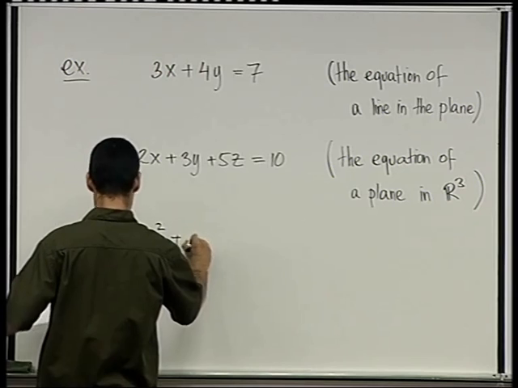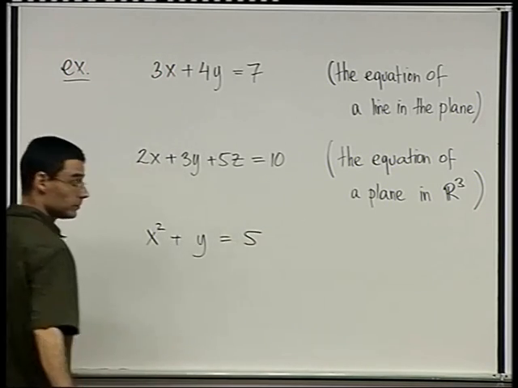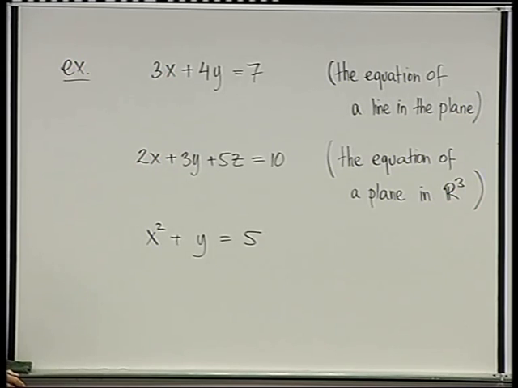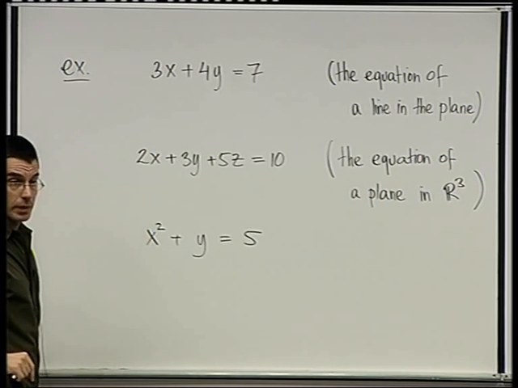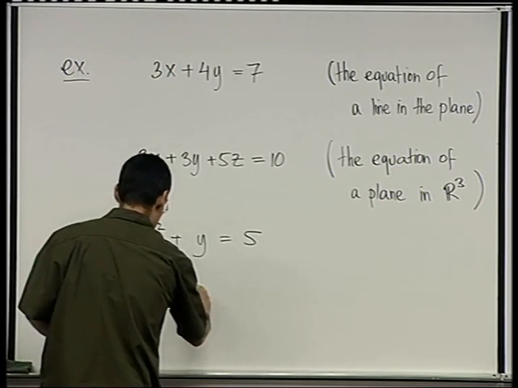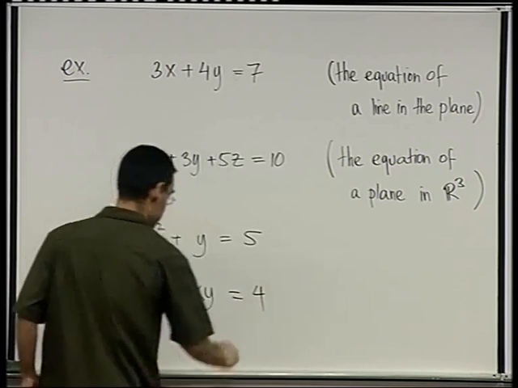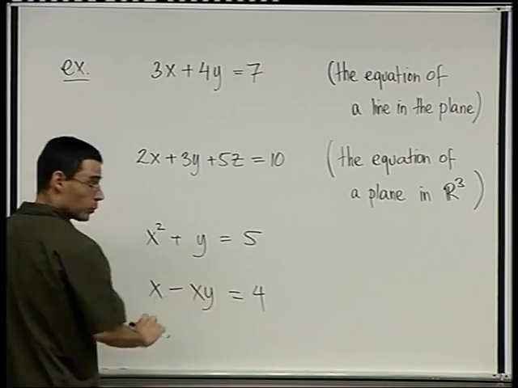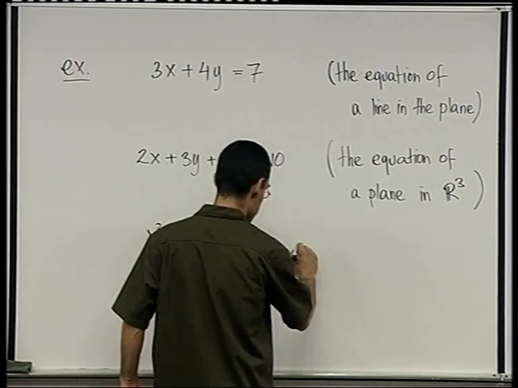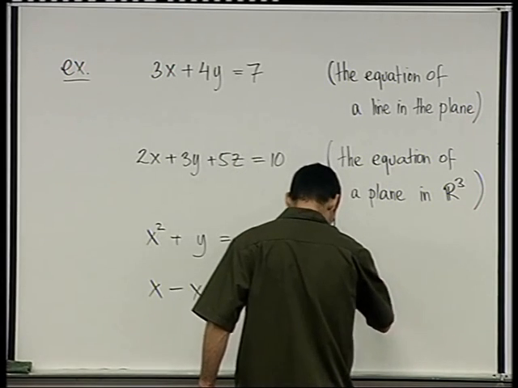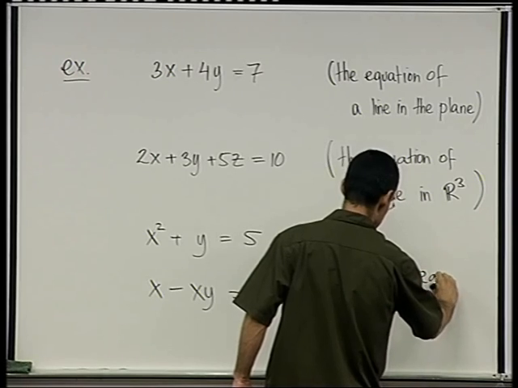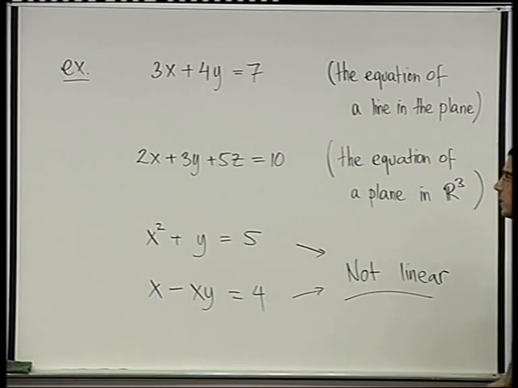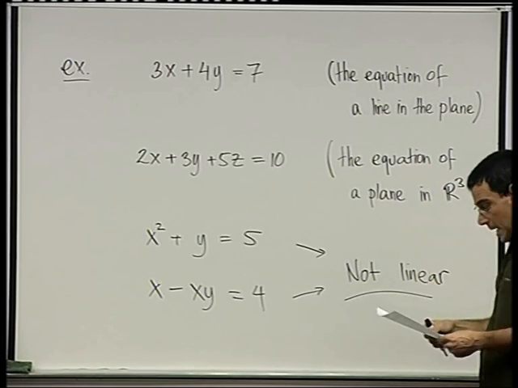x squared plus y equals 5. This is not a linear equation because there's an x squared. Or x minus xy equals 4. Not a linear equation because there's a term xy here. So both of these are not linear, and therefore we're not going to be dealing with these at the moment. Only linear equations.